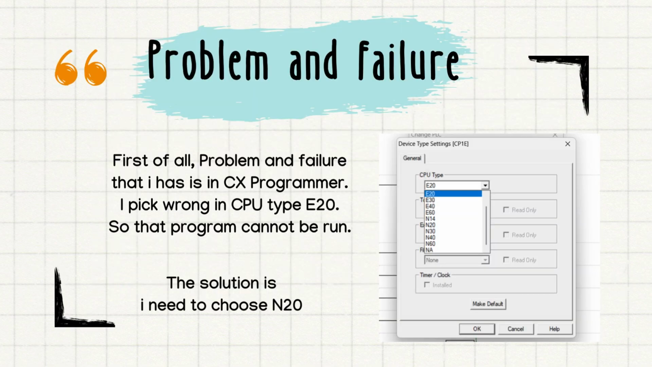In this slide, I want to share my problems and failures that I got in this lab. First of all, the problem and failure is in CX Programmer. I picked the wrong general CPU type, E20, so the program cannot be run. The solution is I need to change the general CPU type from E20 to N20.